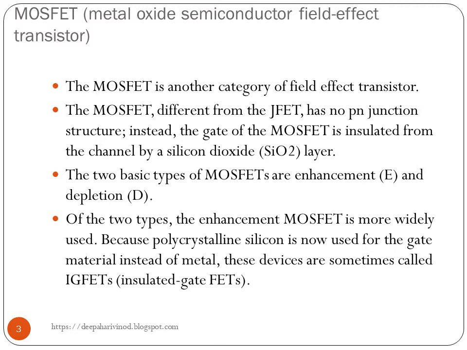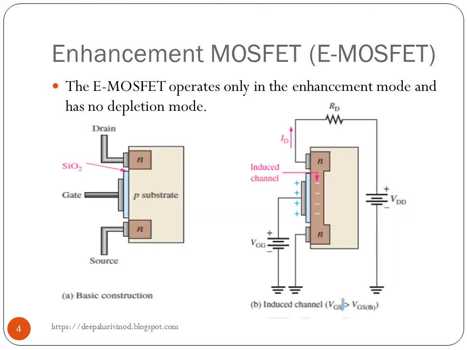Of the two types, the enhancement MOSFET is more widely used because polycrystalline silicon is now used for the gate material instead of the metal. These devices are sometimes called IGFETs, that is insulated gate FETs. Enhancement MOSFET or eMOSFET operates only in enhancement mode and not in depletion mode.